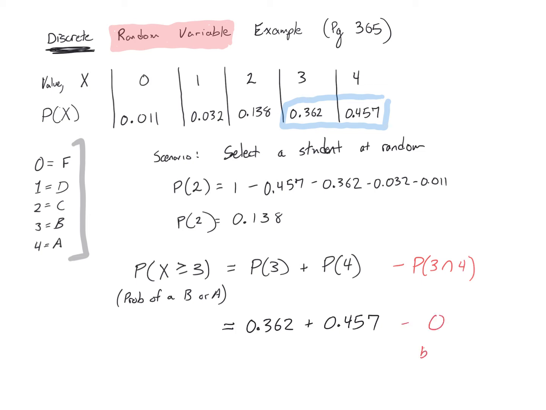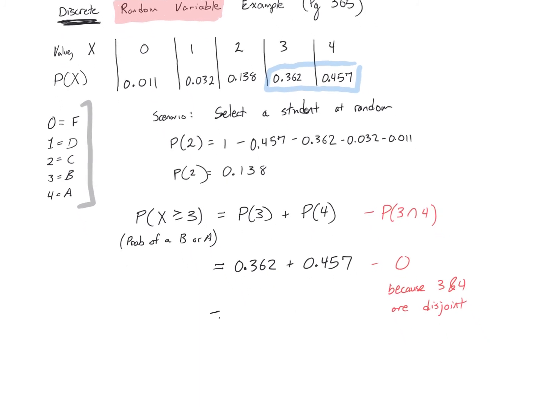And I'll write that 3 and 4 are disjoint, and I like the word disjoint because it's shorter than mutually exclusive, but it means the same thing. And it's a little more technical. So we get these 2 values, we add them up, and we notice that's going to be 0.819. And so we see about 82% or 81.9% of the students get a B or an A.